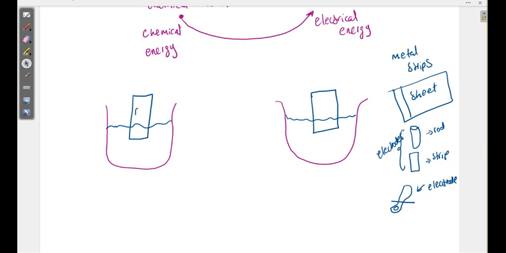Let's say this one is a copper metal and this one is a zinc metal. Once you put them in the solution, your solution should match the type of electrode you have. If you have a copper metal, the solution in this beaker should be at least copper sulfate, or copper nitrate, as long as it has copper. Sulfate is SO4 2 minus, and nitrate is NO3 minus. If I put copper 2 plus, because that is the one we mostly use, it means you have 2 plus there.